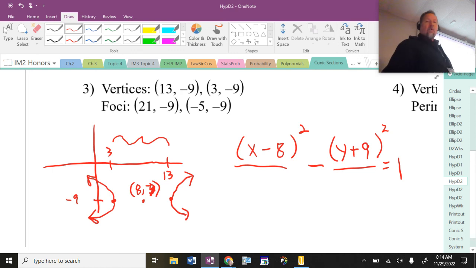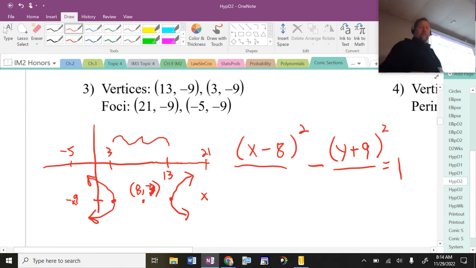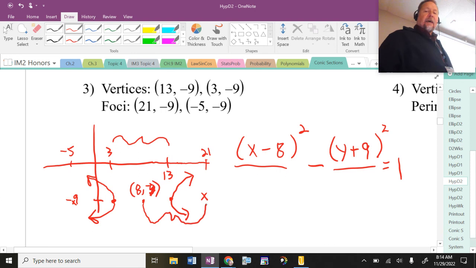All right. And then 21, negative 9. I've got to go way out here. And then that's this. And then negative 5, comma, negative 9. My negative 9's in the way. Okay, I put a little X there. All that tells me is what letter does this represent? What letter is that right there? A, B, or C? 3, 2, 1, go. C. Foci is always C. Always, even in an ellipse.